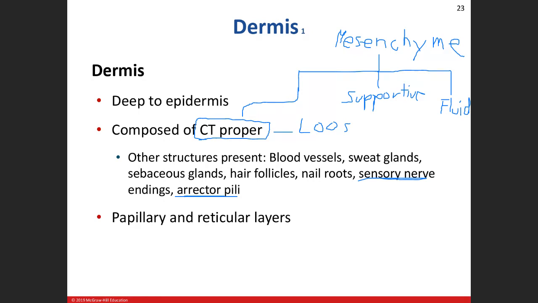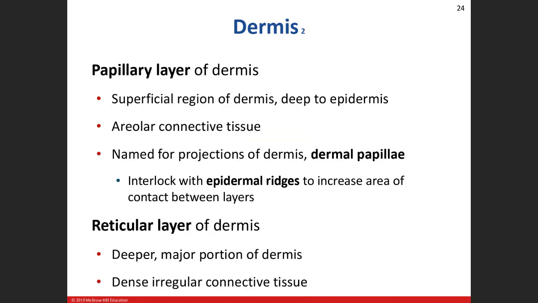Blood vessels, sweat glands, sebaceous glands, hair follicles, nail roots. So we're going to find all the stuff of our skin in the dermis. We have two layers, the papillary and the reticular. Our papillary layer is the smaller of the two. The reticular is going to be the thicker. Papillary is superficial. The reticular layer is going to be deeper.